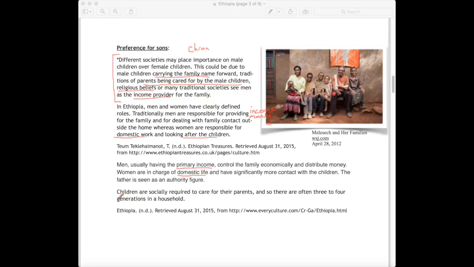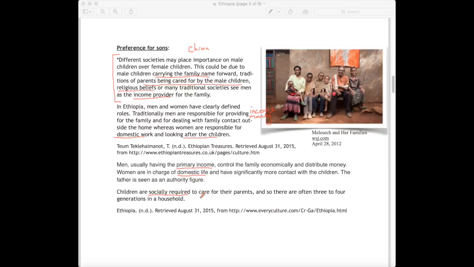Children in Ethiopia are socially required, so the community says it's the children's responsibility. Once they grow up, the parents get old. It's the children's job to then look after the parents when they're old. And so you might find 2 or 3, 4 generations even in one household.